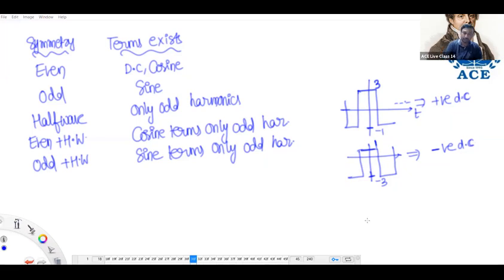Suppose I have taken above +1, below -1, then what is the DC? No DC. That point you recognize, irrespective of symmetry. Whenever the positive and negative amplitudes are not the same, 100% DC exists. Irrespective of symmetry, sir. Okay.